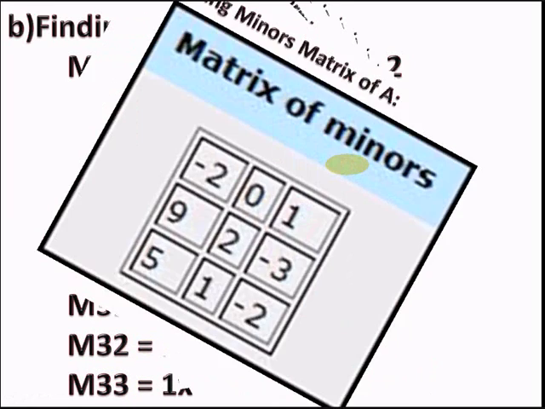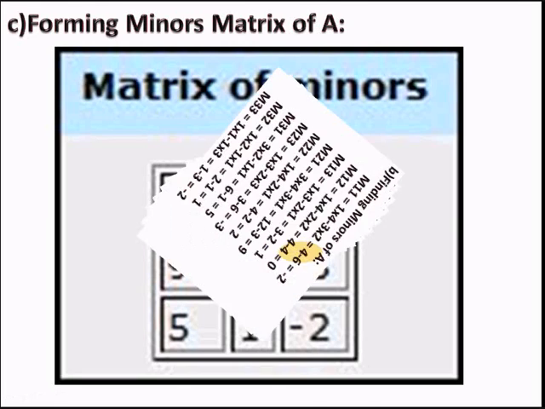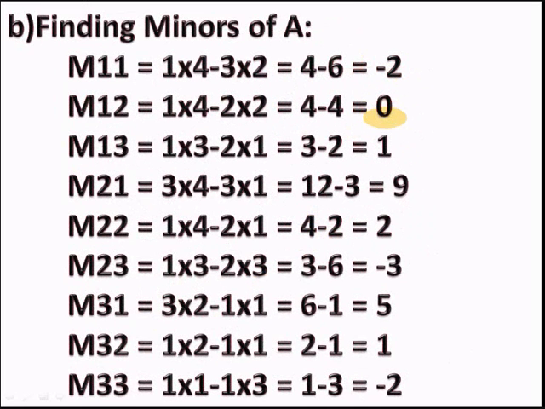Matrix of minors. From the minor values of the matrix A, we have to form another square matrix with the values we have got from the minors. That is minus 2, 0, 1, 9, 2, minus 3, 5, 1, minus 2. These are the values we have got here.